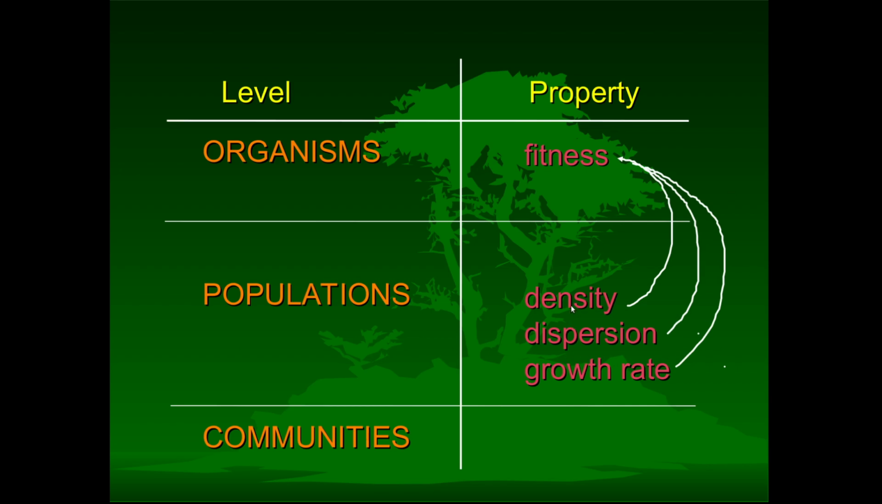So these properties of populations, density, dispersion, and growth rate, can profoundly affect organism fitness, and vice versa. Fitness of organisms is responsible for population density, population dispersion, population growth rate. So there's this endless cycle going on between these two levels of organization. And you can't understand what's going on at one level without also understanding what's going on on the second level as well.